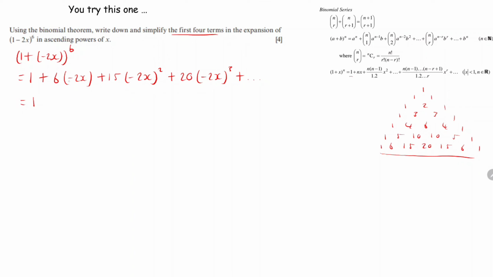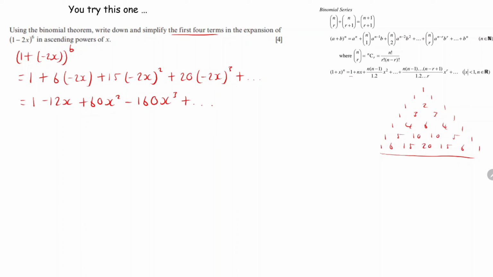You have 1 plus 6 times by minus 2x, which gives us minus 12x. This third term is going to be positive because we're going to have minus 2 squared, which gives us positive 4, which is times by 15, which is 60, and then the x squared. The fourth term, we're going to have minus 2 cubed, which is minus 8. We times that by 20, which gives us minus 160x cubed.